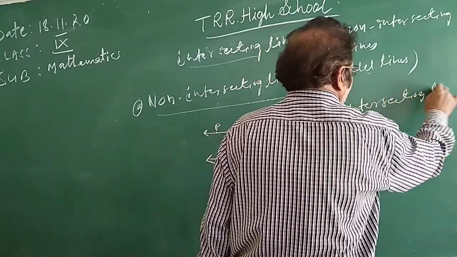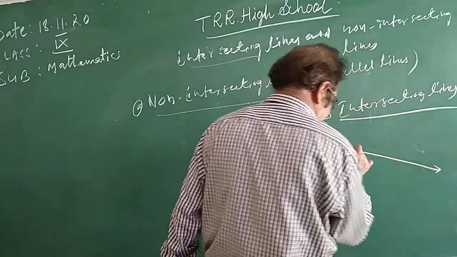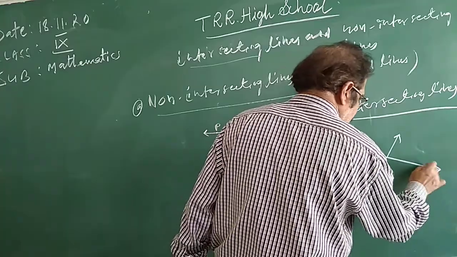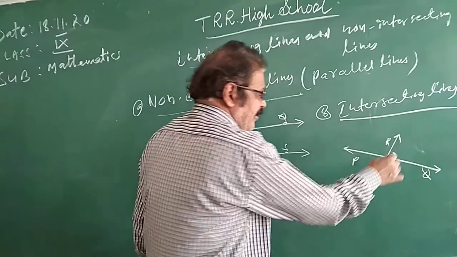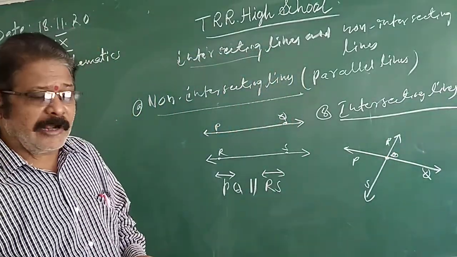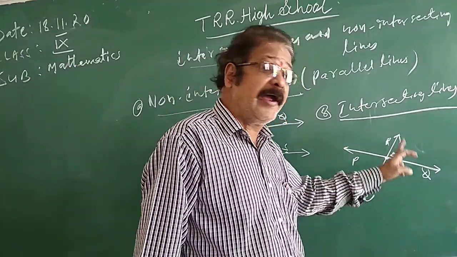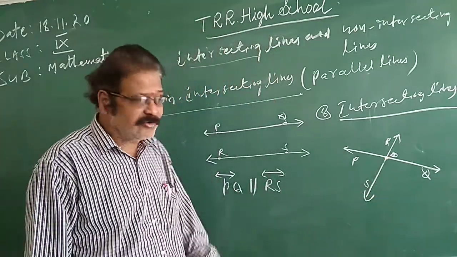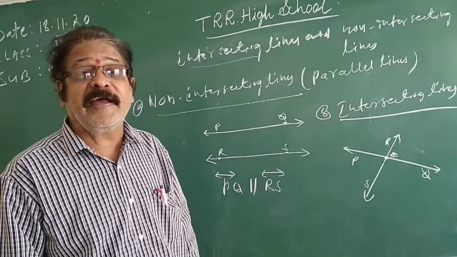What are intersecting lines? For example, this is the PQ line, this is the RS line. These two lines are intersecting at O. They have a common point. What is the common point of both the lines? PQ line and RS line are intersecting at O. O is common to both the lines. That is why they are called intersecting lines.